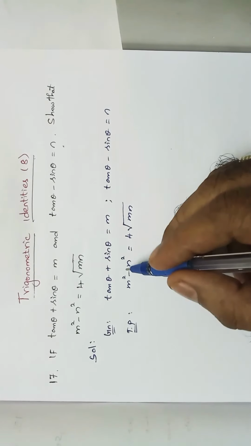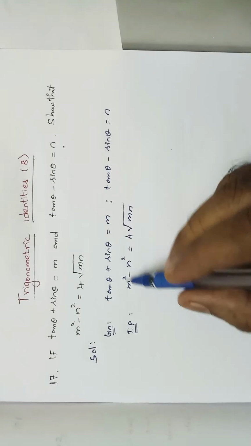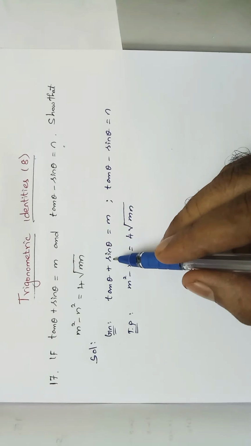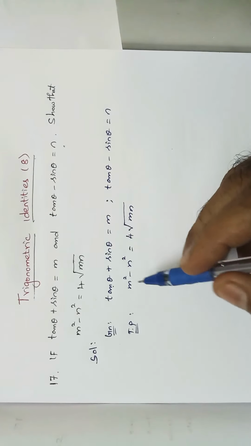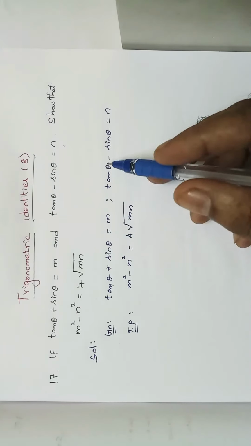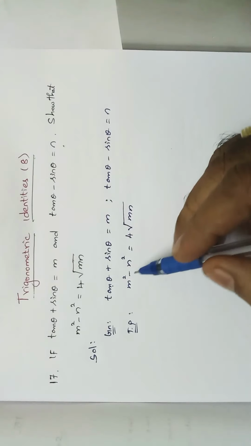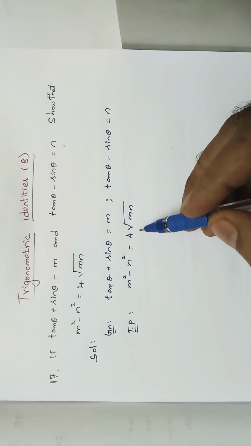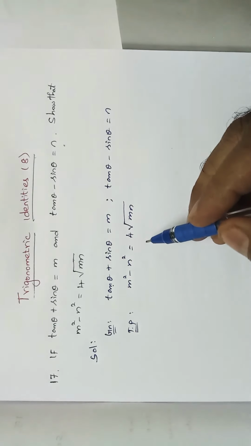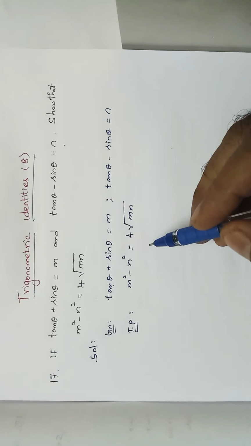I'm just taking the LHS and I'm going to simplify. Already we know that m is nothing but tan theta plus sin theta, so m square is tan theta plus sin theta the whole square. By using the identity, I'm going to simplify. Same like that, n I'm going to substitute and simplify. After simplifying, you can stop there itself and take the RHS and simplify. Finally you want to get LHS is equal to RHS.